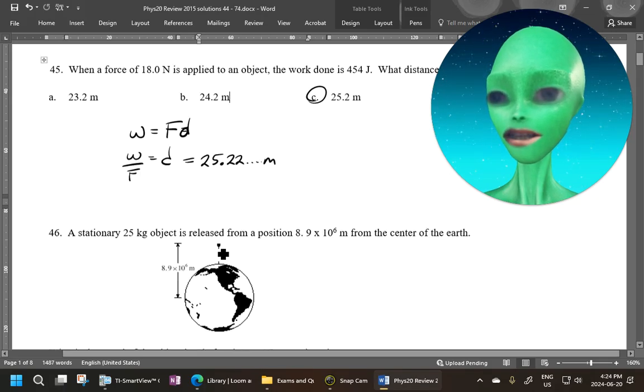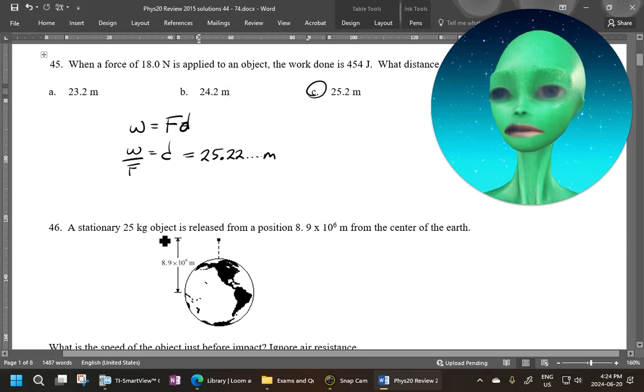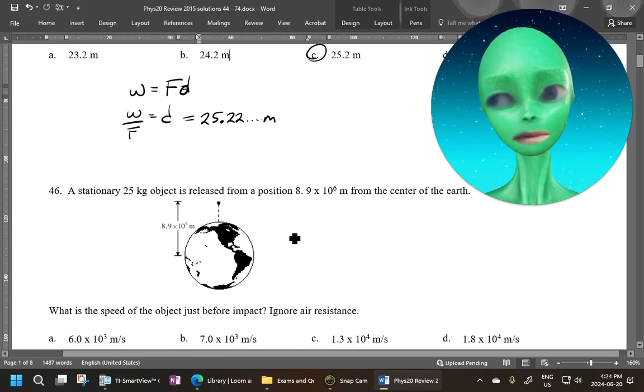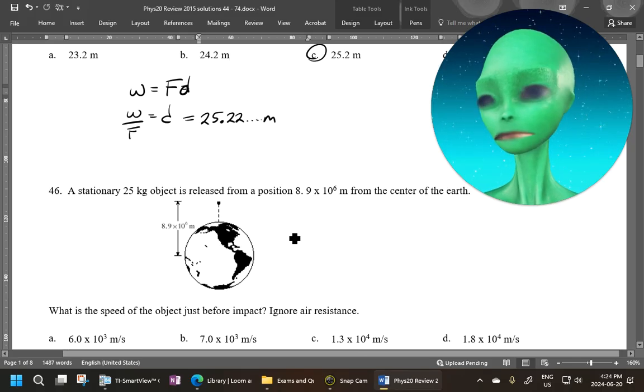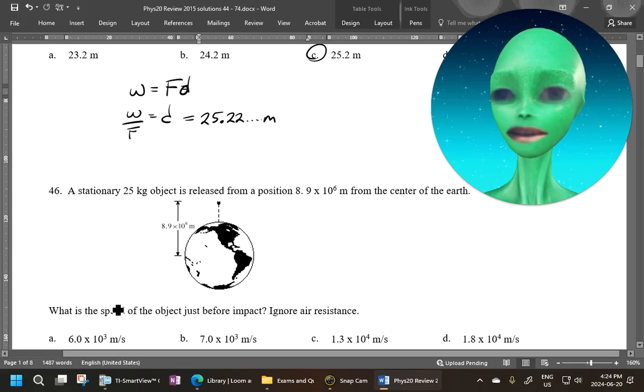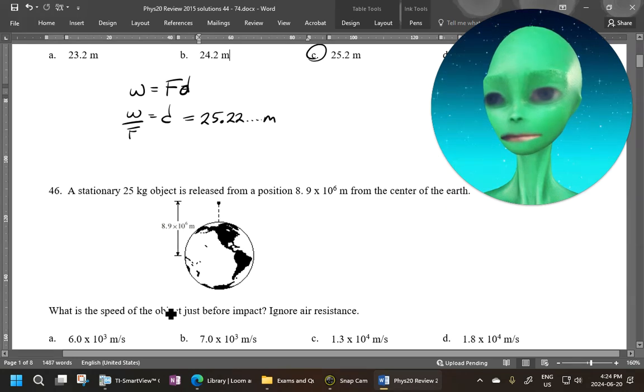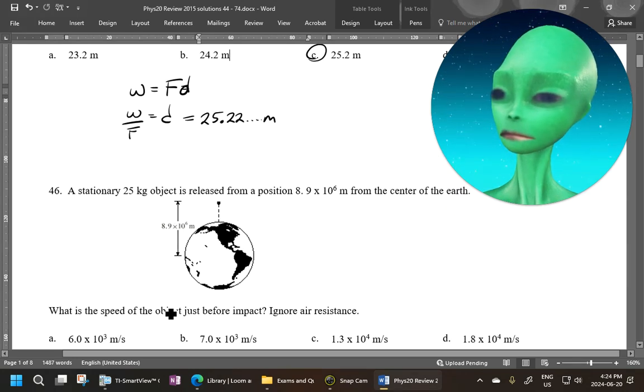All right, so a stationary 25 kilogram object is released from a point quite far away from the Earth. Okay. Stationary relative to what? Relative to the, yeah, okay. I'm going to ignore that fact. At what speed just before it impacts the ground? Just before impact.